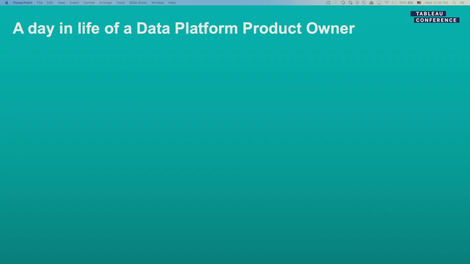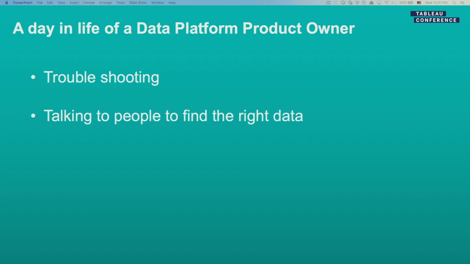OK, so now, a day in the life of a data platform product owner. And yeah, that was me on one of those products. So I was troubleshooting a lot. That was painful. I would talk to many people and spend a lot of time figuring out what's wrong with my dashboard or what's wrong with some data pipeline, something like that. I would be talking to people to find the right data. So again, I have a new project. I need to do some data analysis. How do I know which system I should use? Production database A or production database A1? I have no idea.